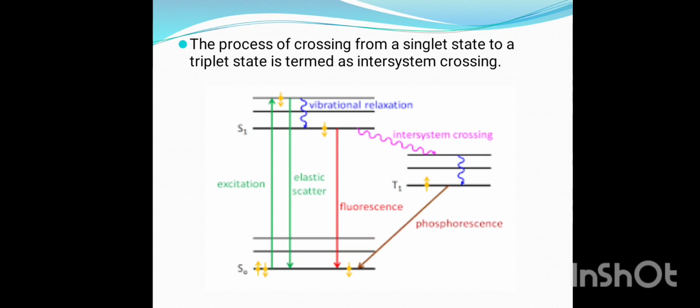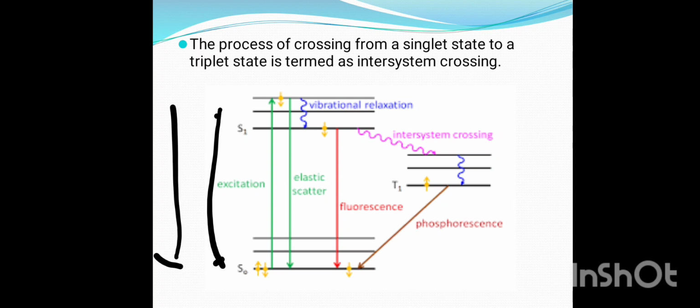To study this concept, we use a diagram called the Jablonski diagram. Here we can see the electron at the ground state. From this ground state, the electron goes to the excited singlet state. In the excited singlet state, three situations may occur. The electrons may come from the excited singlet state to the ground state by losing energy. This is called fluorescence.